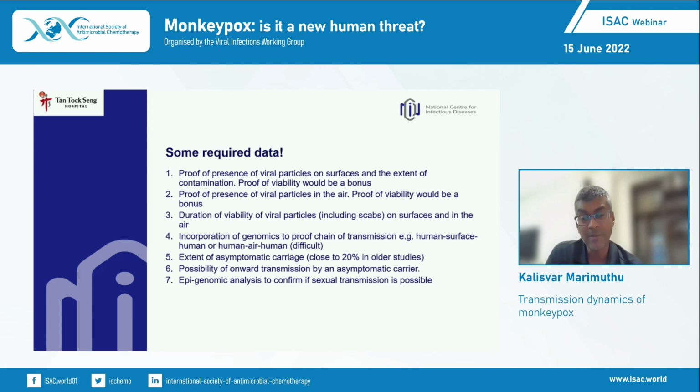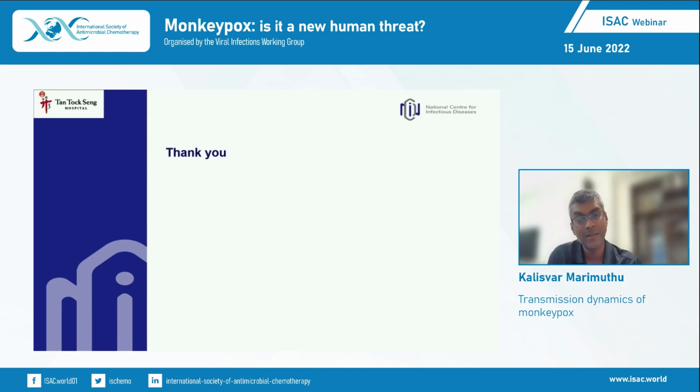Extent of asymptomatic carriage, close to 20% in older studies, but we need to know what's happening in the current outbreak. And possibility of onward transmission from an asymptomatic carrier, that should be investigated, and epigenomics analysis to confirm if sexual transmission is possible. These are some of the required data for the present study. With that, I thank you.